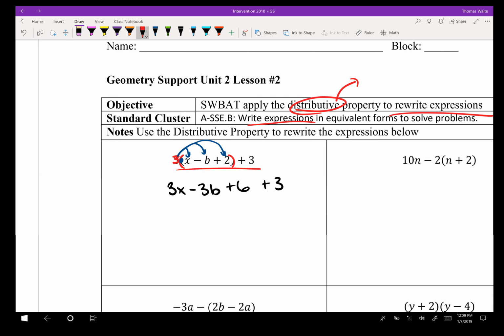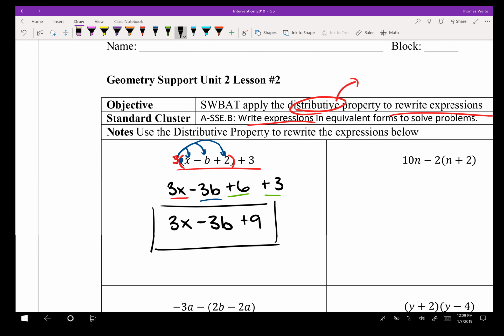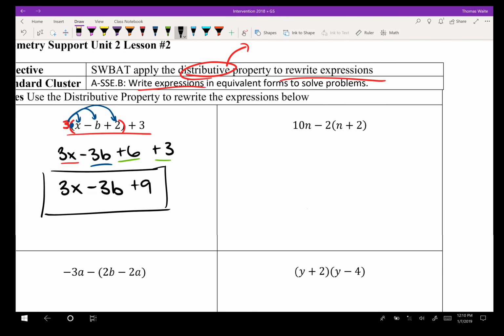And then I always want to look at my expression and see if I can rewrite it any simpler. I see I have x's, I have b's, and I have 2 constants. Both of those are constants. I can combine those. They're like terms. So I leave my 3x, my minus 3b, and then my 6 and my 3, those can both combine to make a positive 9. So there we've taken an expression that required us to multiply over a group, distributed, and then rewritten it in a simpler form. All right, next question.